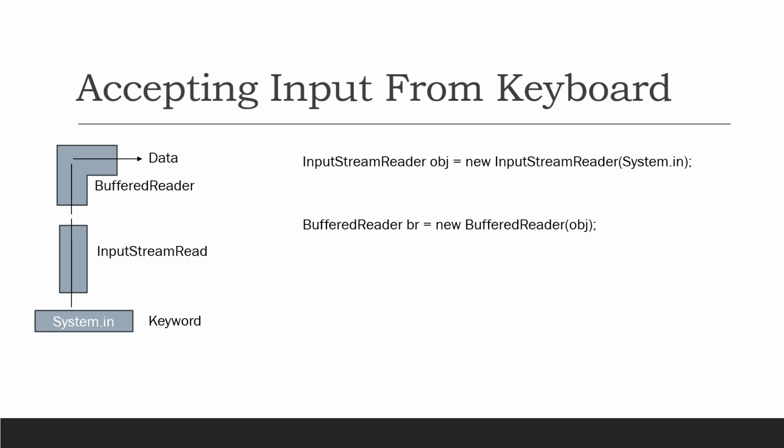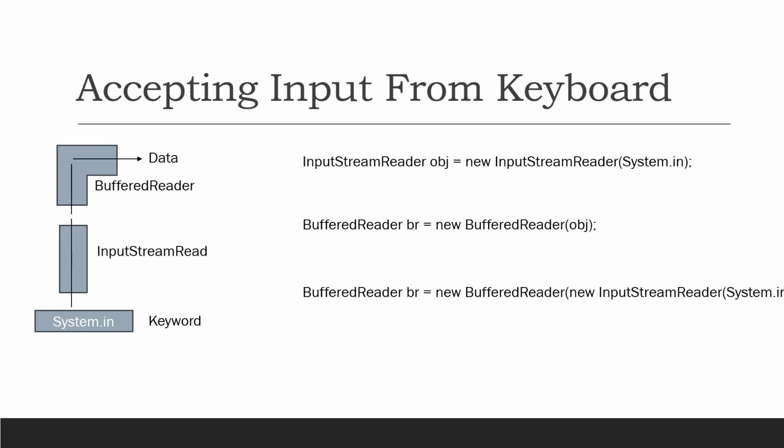So in the above two statements, we got the BufferedReader object br, and these two steps can be combined and rewritten in a single statement also. If you want to write it in a single statement, we will write something like this: BufferedReader br equal to new BufferedReader, and directly we can pass the InputStreamReader object and then provide the argument as System.in.